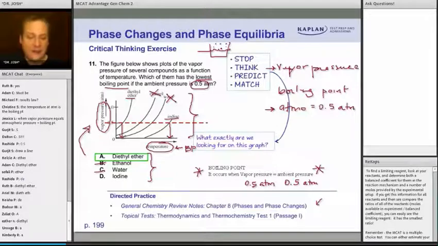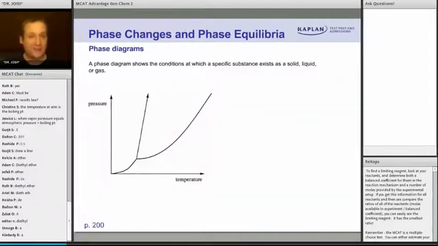And note, phase changes can be helpful. There's some practice on phase changes in that thermodynamic and thermochemistry test, particularly the first passage is a good one to give you some practice. We look at a phase diagram as well. We have to recognize what the different phase changes are called.